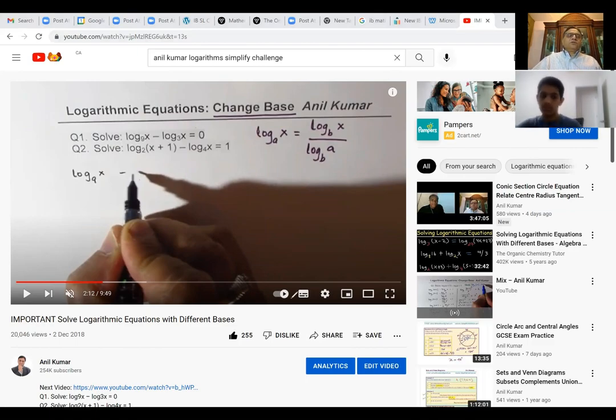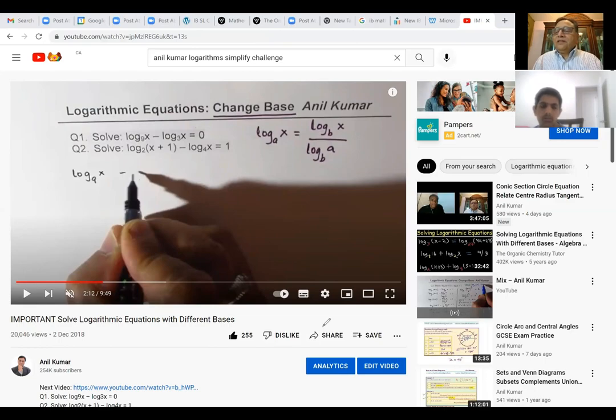So here we have a question. Can you please read question number 1? Solve log base 9 of x minus log base 3 of x equals 0. So their bases are different. Since their bases are different, we cannot actually write x over x. You get the idea? Because the base is 3 and the base is 9.